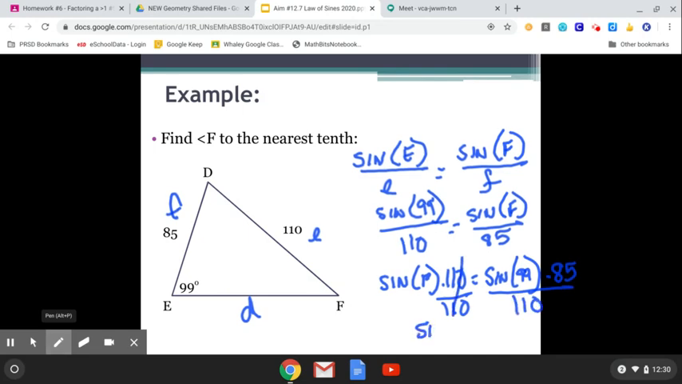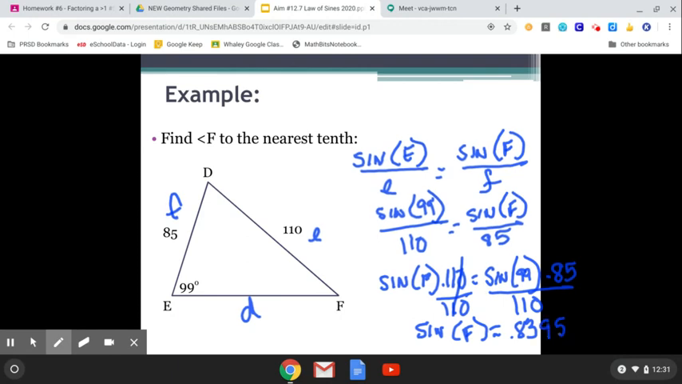But now we get to this point. The sine of F is equal to. Now, we're going to do this right in our calculator again. I'll guide you through it. Sine of 99, close the parentheses, multiply that by 85. You get a long decimal. Divide that by 110, and you should get something like 0.839535, something like that. Okay, I'm going to round it to there.